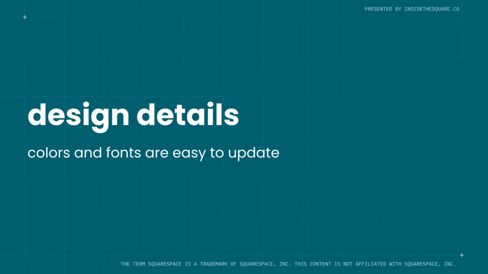Next up, let's talk about the design details. Colors and fonts are so easy to update in Squarespace that I really don't want you to focus on that right now. I'll show you how to make those adjustments, but for right now, put colors and fonts on the back burner. We're going to talk about building the site ourselves, and we'll add those design details later.